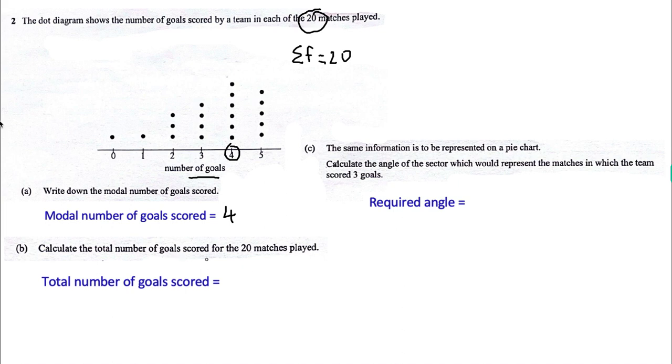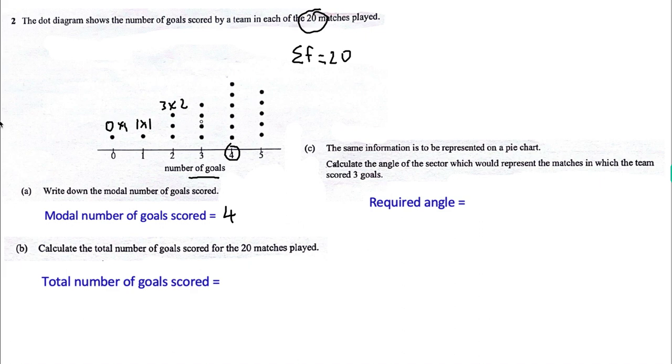Calculate the total number of goals scored for 20 matches played. Now, there are altogether 20 matches, represented by 20 dots. Now, to find the total number of goals, we know that we have 0 goal here, right? And this is 1 goal. And all these dots here actually represent 2 goals each. So the total number of goals here is actually 3 times 2. And the total number of goals here is 1 times 1. And this is 0 times 1, or 1 times 0.